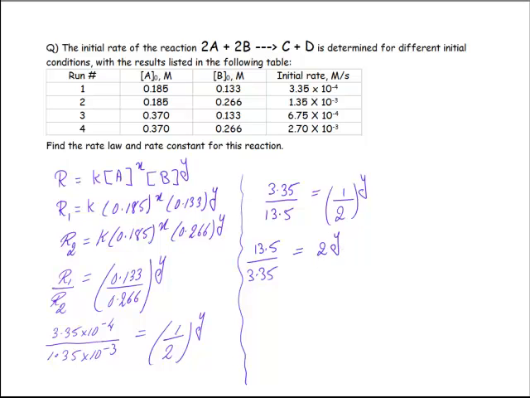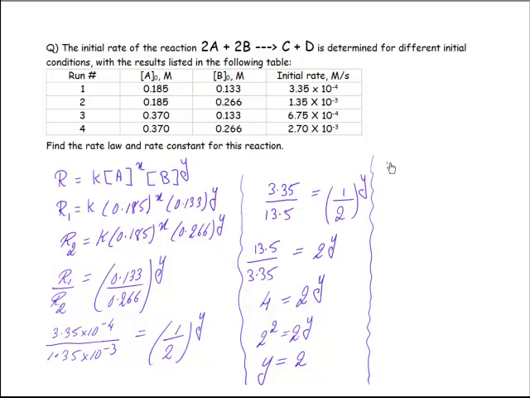Now approximately this is 4, so 4 is 2 to the power Y, and therefore 2 square is equal to 2 to the power Y, and therefore Y is equal to 2. So the order of the reaction with respect to B is equal to 2.